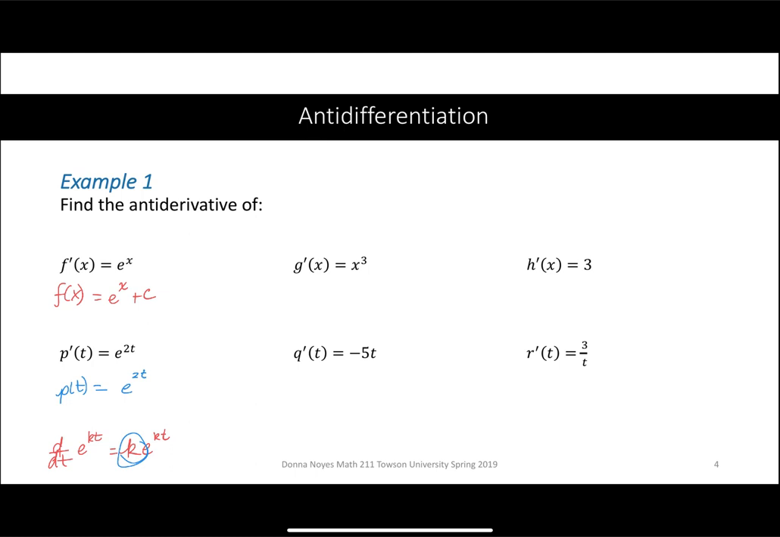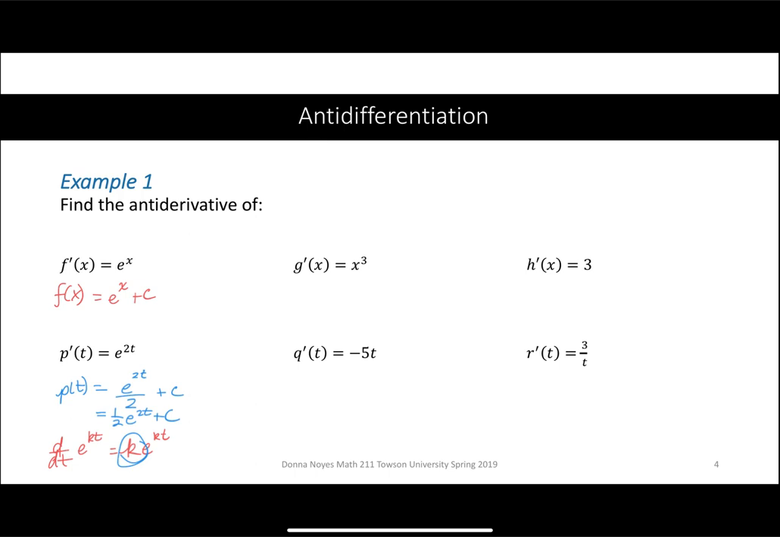Well, the only way I know to undo multiplying is division. So we must have had a 2 being divided. And then don't forget our C. The other way we could have written this one would be 1/2 e to the 2t plus C. What happens is that 2 wasn't there, so it had to be multiplied by something that would make it 1.